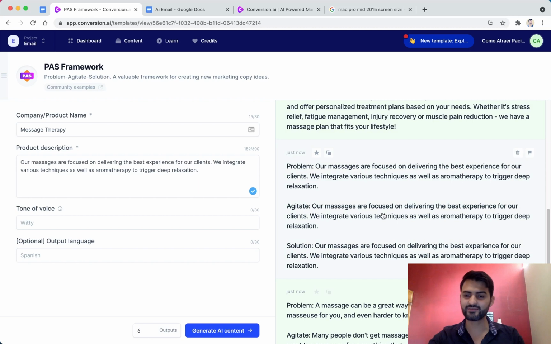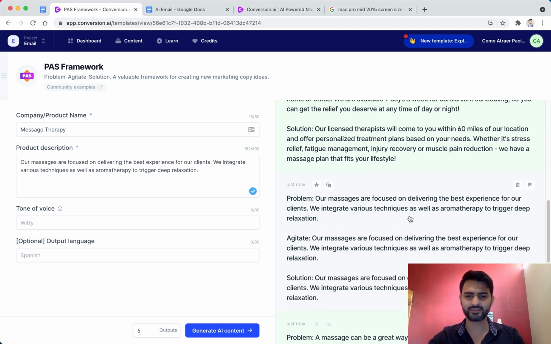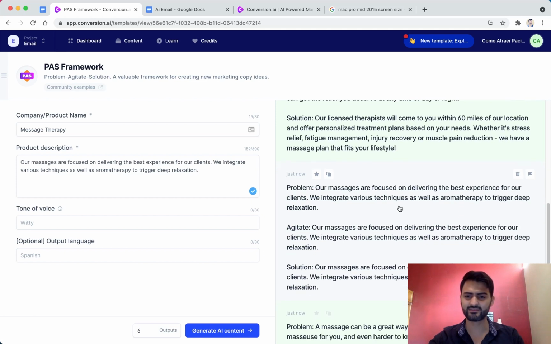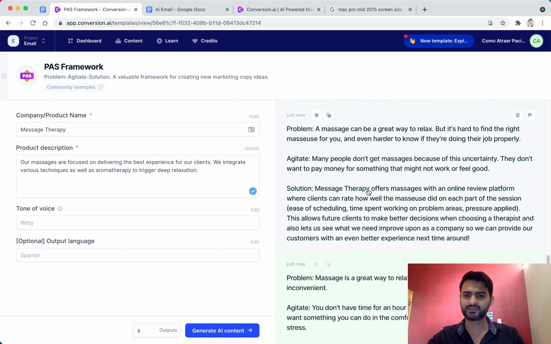Our massages are focused on delivering the best experience for your clients. We integrate various techniques as well as aromatherapy to trigger deep relaxation. Okay, so it's basically repeating. Massage can be a great way to relax, but it's hard to find the right masseuse for you and even hard to know if they're doing their job properly. Many people don't get massages because of uncertainty. I don't think that's true.